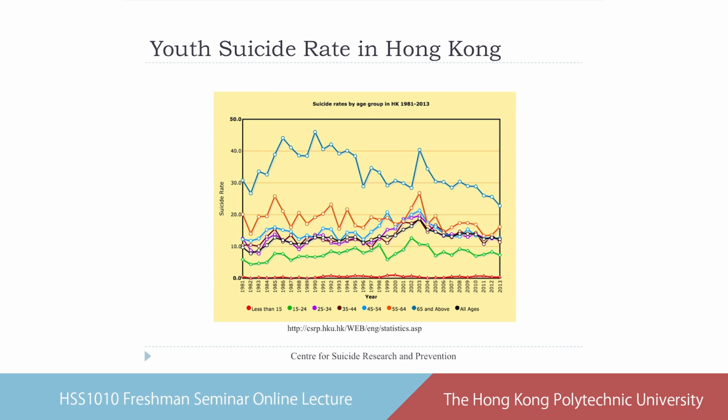Suicide is always one of the biggest concerns for teens who are experiencing depressive mood and other negative emotions. The rate of teen suicide in Hong Kong fluctuates moderately over the years, at about 3 per 100,000 people. And the leading means of youth suicide in Hong Kong is jumping.